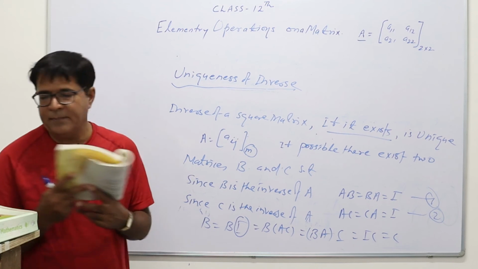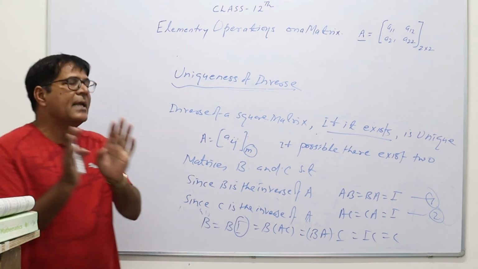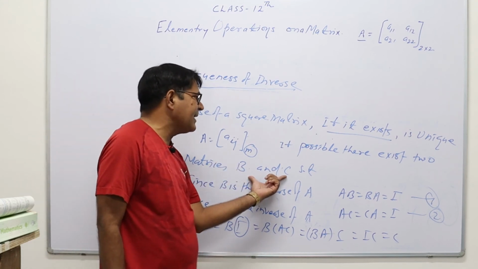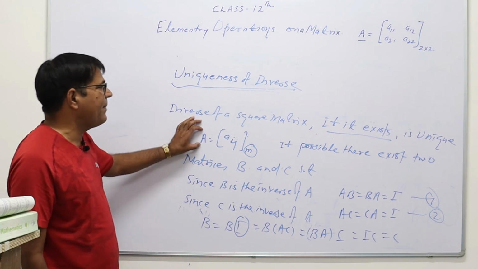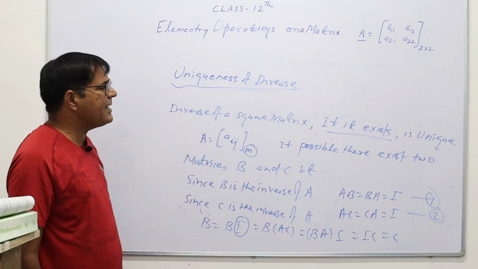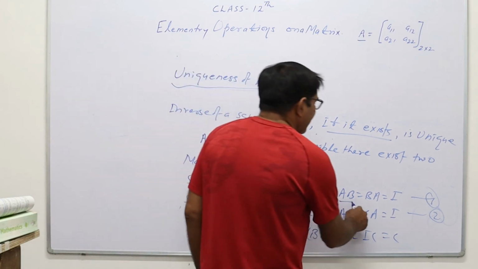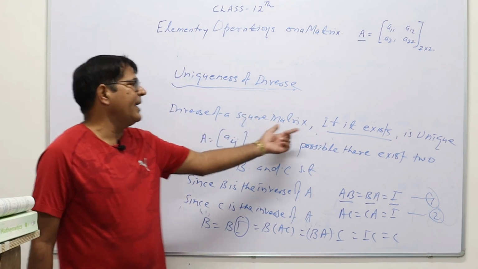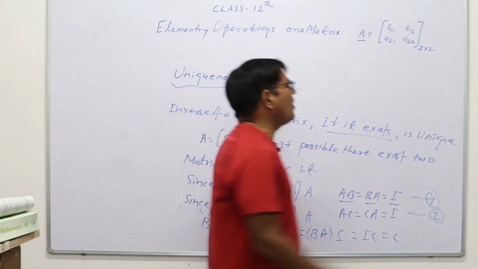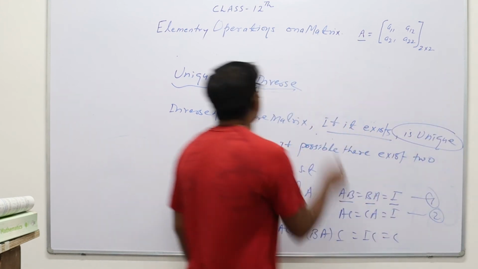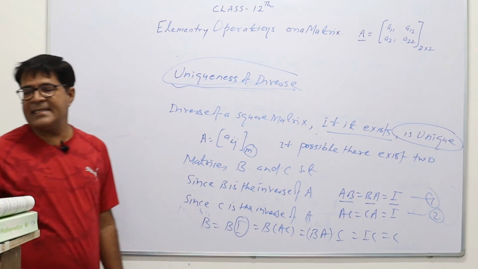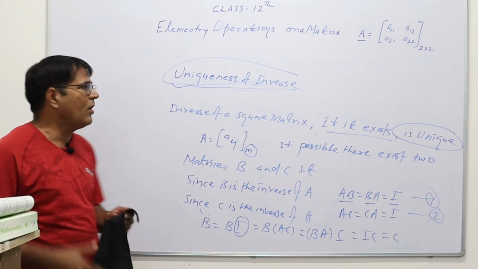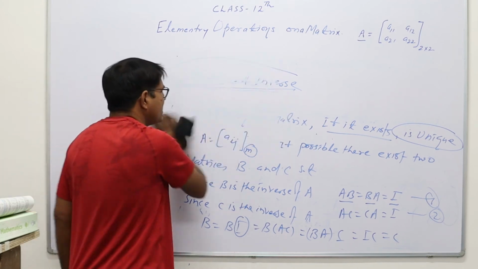It means that B and C are not two different matrices, B and C are the same matrix. It means for any given square matrix, if its inverse exists, then AB will be equal to BA equals I. So the inverse of a square matrix, if it exists, is always unique. This is the uniqueness of an inverse. But the main condition is that if it exists, then it will always be unique. Now, next, one more theorem.